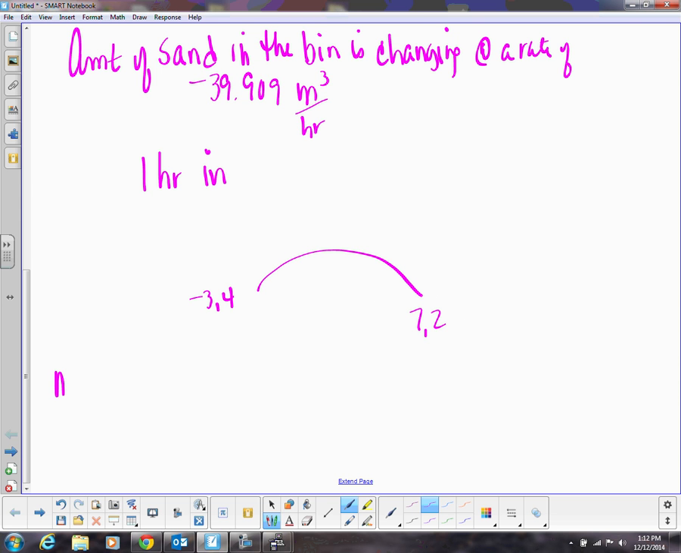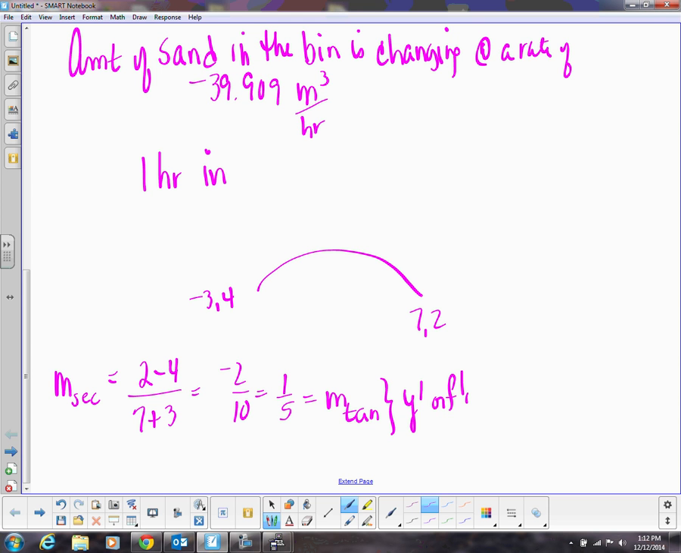So we know that the slope of the secant line is going to be 2 subtract 4 over 7 minus a negative 3, or negative 2/10 or 1/5. And the mean value theorem says if the function is continuous and differentiable, which they gave us, that the slope of the secant line must equal the slope of the tangent line. Slope of the tangent line, by the way, is called the derivative. So if I look at my multiple choice answers, I should be looking for f prime or y prime equals 1/5. So that answer would be C.